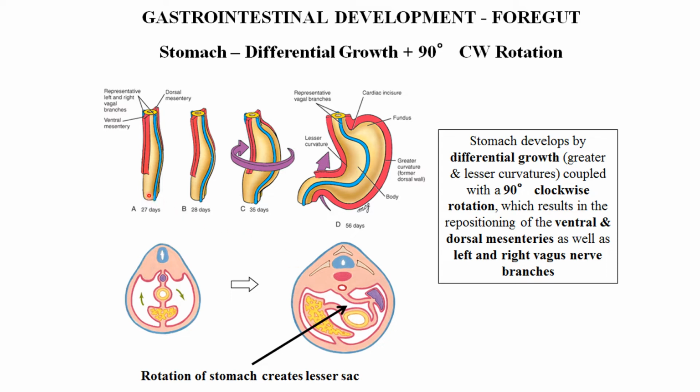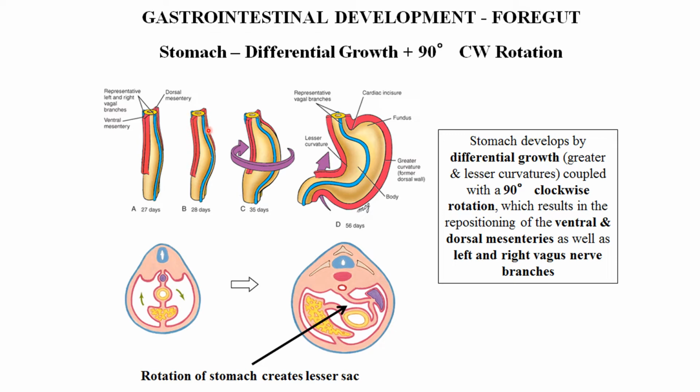Now, before rotating, this region of the foregut is shown as a tube, in which the ventral border has the ventral mesentery and the dorsal border has the dorsal mesentery attached to it. Of these two surfaces, the left one is supplied by the left vagus and the right one by the right vagus.